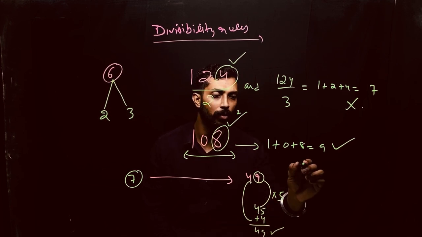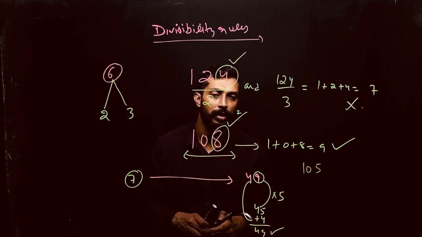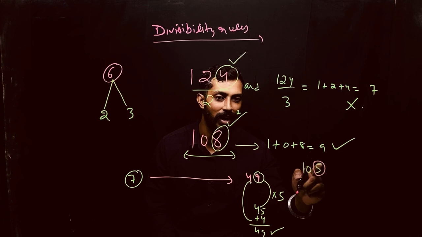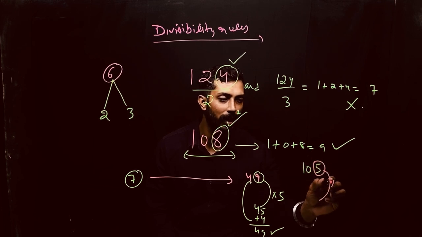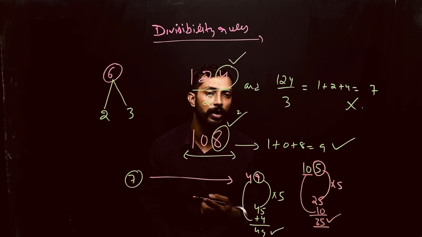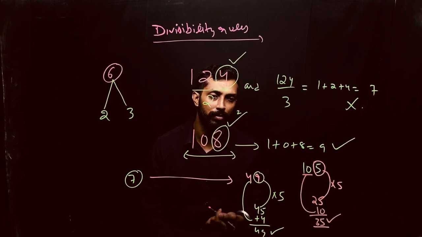Another example, 105. Second example I'm taking here. We take the last digit, multiply it by 5, it becomes 25, and this 10 should be added here. So it becomes 35, that is a multiple of 7. So this number is a multiple of 7.